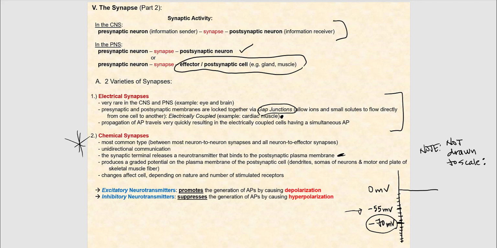So when we say excitatory neurotransmitters, what that means is it's going to depolarize the plasma membrane of either the dendrite or the plasma membrane of the soma, all right? So that means the inner leaflet is made less negative. So it's moving up, all right? It's closer to that threshold potential, negative 55. So if it promotes depolarization, that means the closer we are to that negative 55 millivolts, that threshold potential that needs to be reached at that trigger zone in order to generate an action potential.